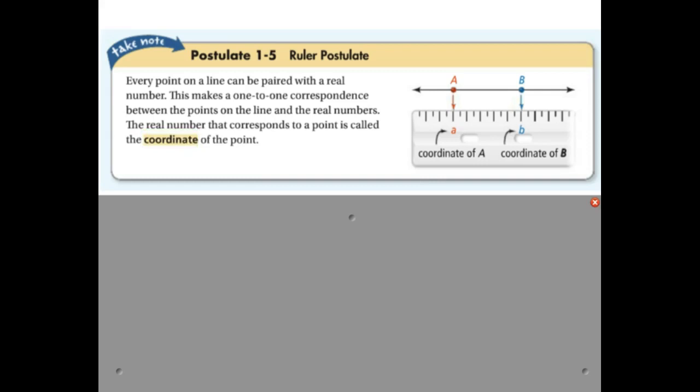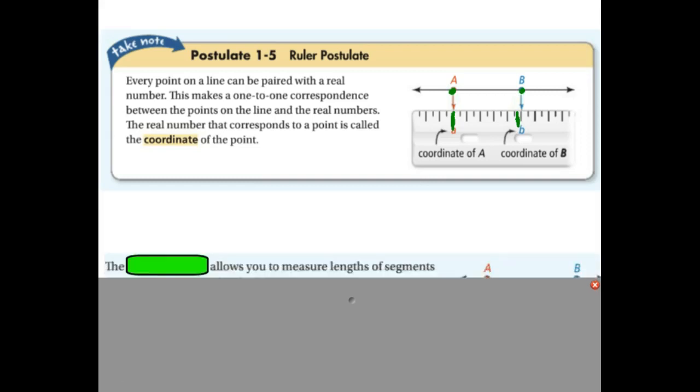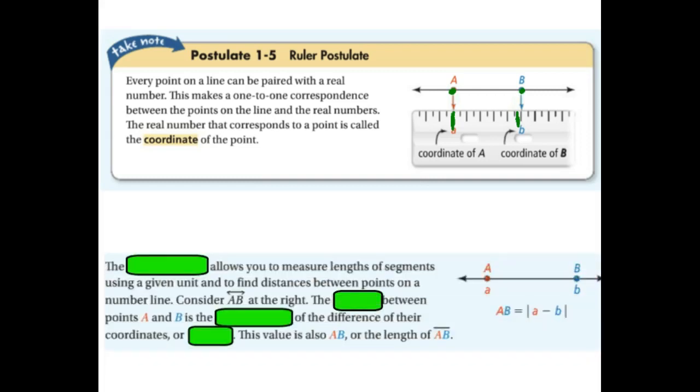So if you look over here at this drawing, we have coordinates A and B. It basically just says I can give this spot on the number line A. I can line up with a ruler and give it a numerical value, and I can do the same thing over here with B. And the reason why is that I can actually determine the length between them. The ruler postulate allows you to measure lengths of segments using a given unit and to find the distance between points on a number line.